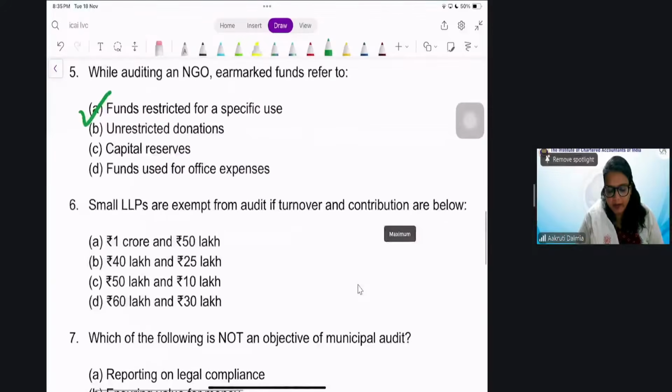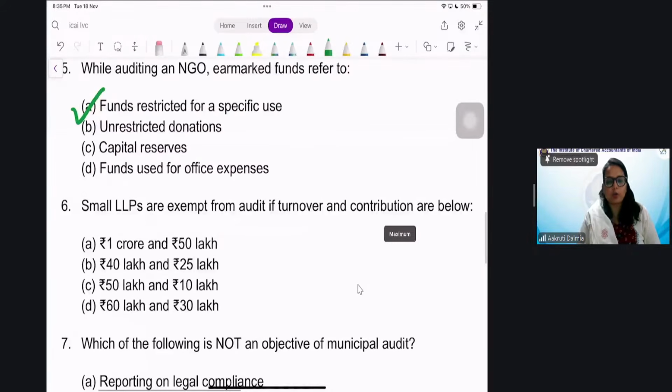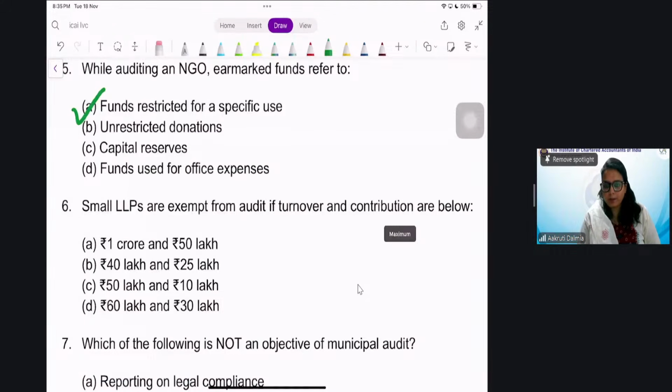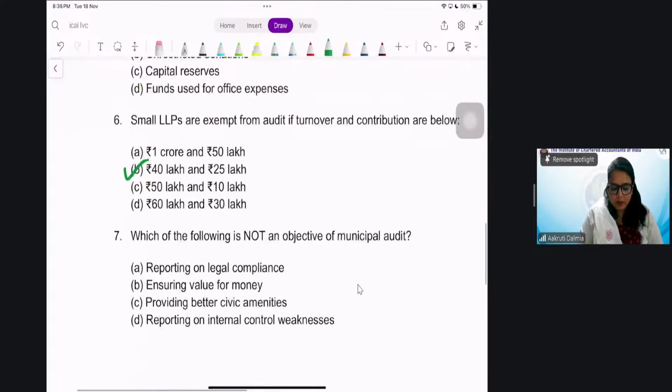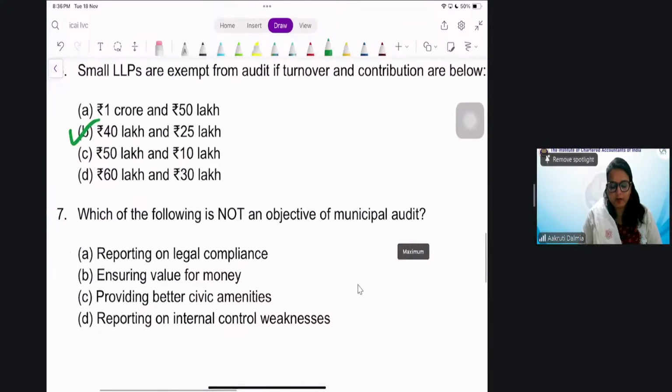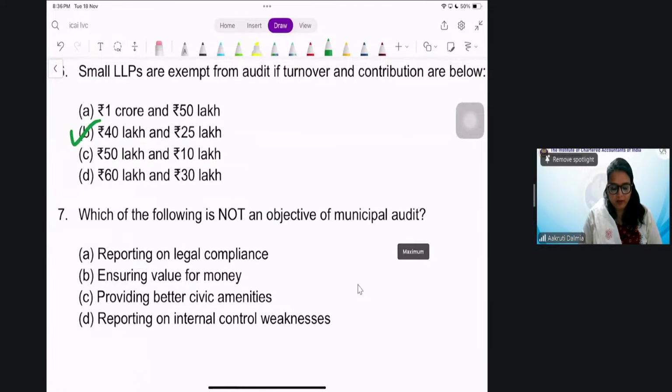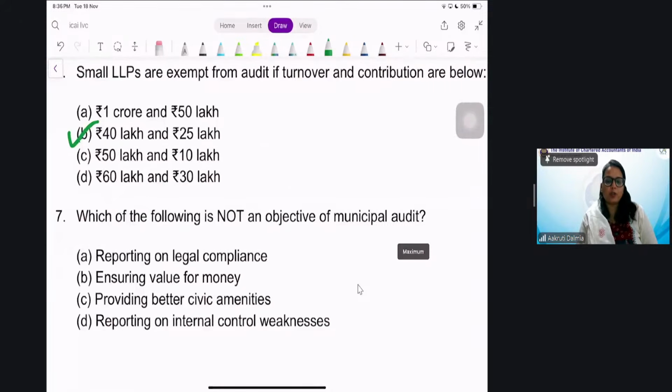Small LLPs are exempted from audit if turnover and contribution are 40 and 25 lakhs. Which of the following is not an objective of municipal audit? Reporting on legal compliance, ensuring value for money, providing better civic amenities, reporting on internal control weakness. Which of the following is not an objective of municipal audit?